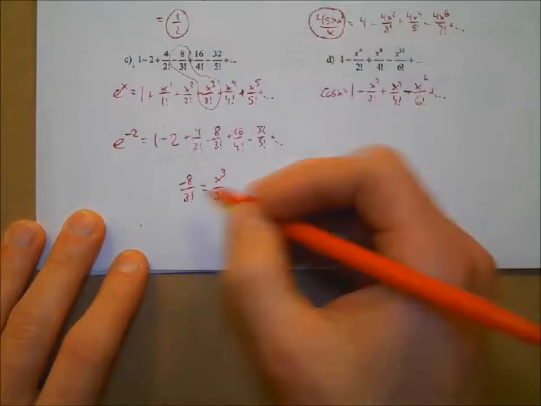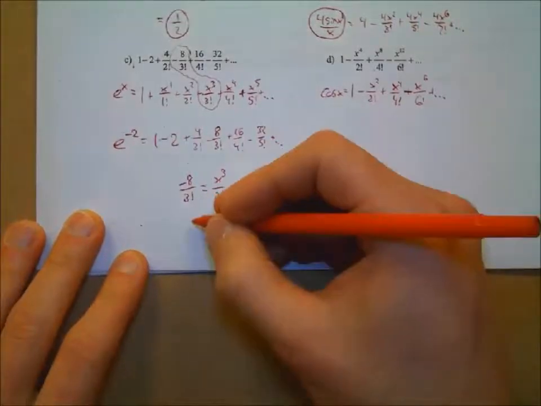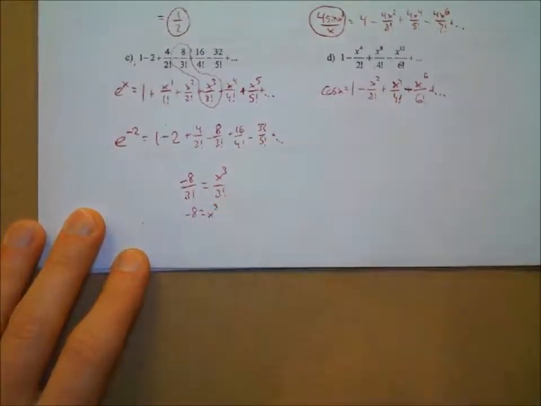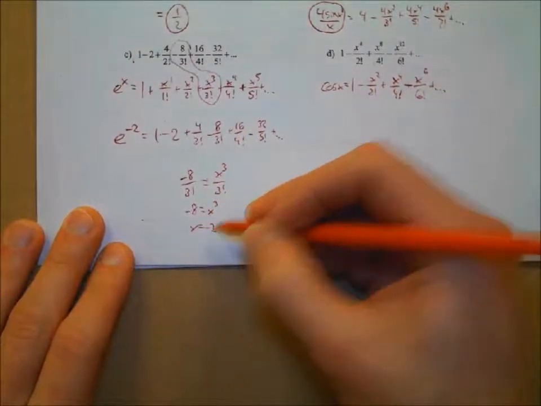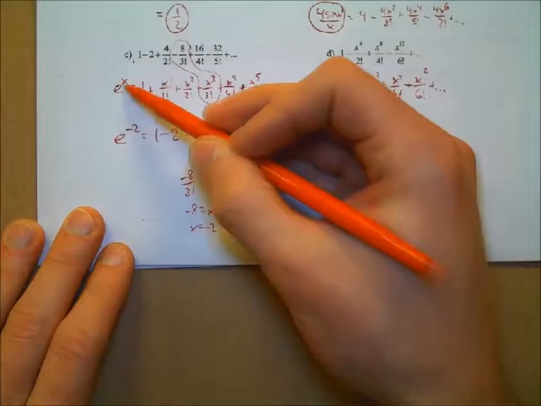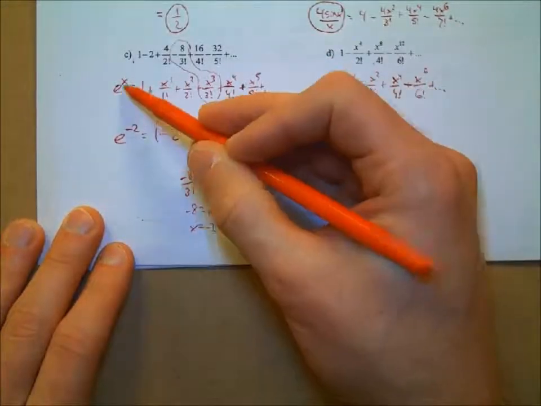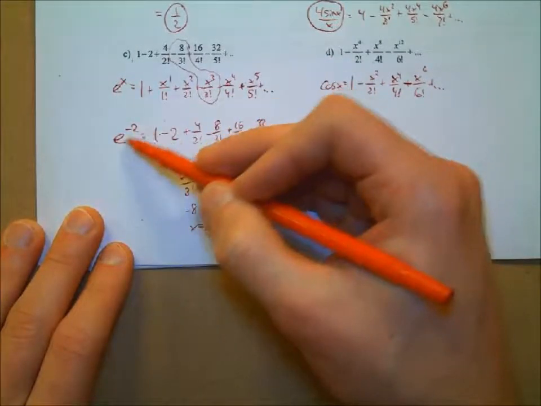Well, the 3 factorials would cancel. We'd multiply both sides by 3 factorial. You get negative 8 equals x to the third. And so x would be what? Negative 2. Where does this x go? Well, e to the x was this. What then do we plug in? Plug in negative 2 for the x, and boom, there's your answer.